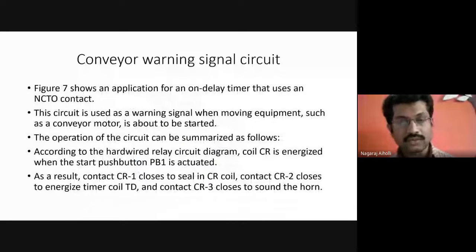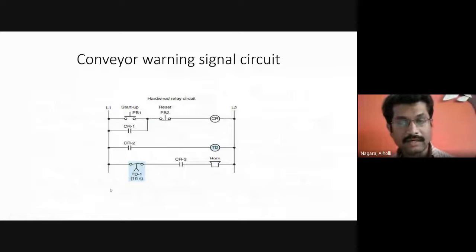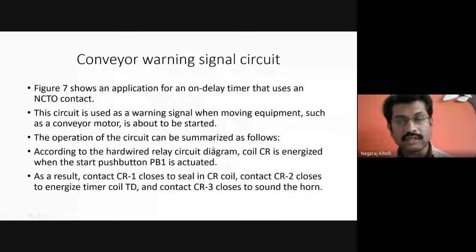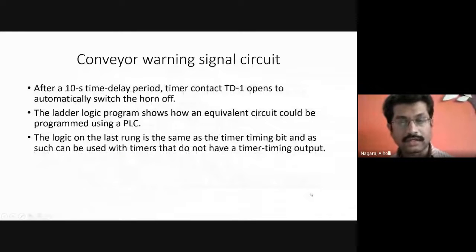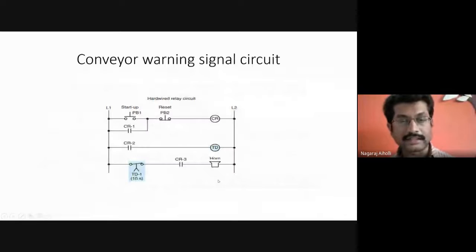Contact CR2 closes to energize timer coil TD. This contact CR2 closes to energize the timer delay coil TD. And contact CR3 closes to sound the horn. Simple. Contact CR3 closes to sound the horn here, after 10 seconds. That is important. Here they are mentioning in the bracket the time duration of 10 seconds.